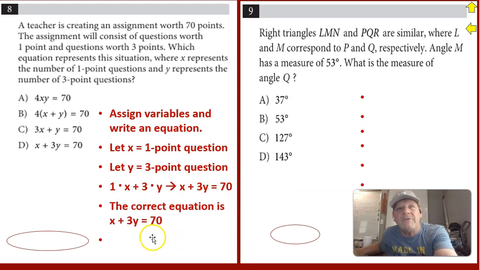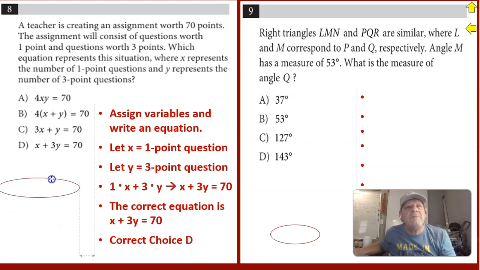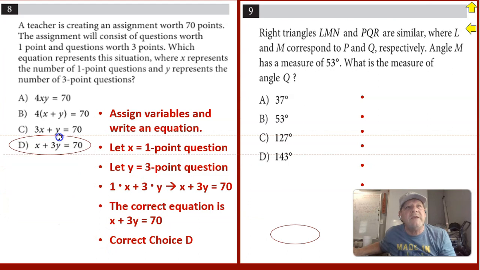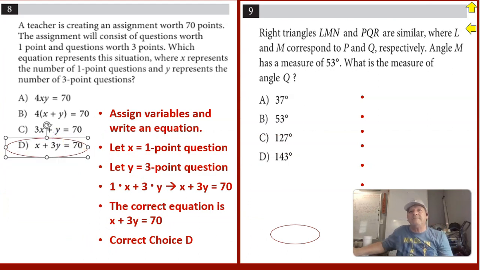So that wasn't that bad. So the correct equation is X plus 3Y equals 70, which happens to be choice D. Hopefully you're able to get that one right.